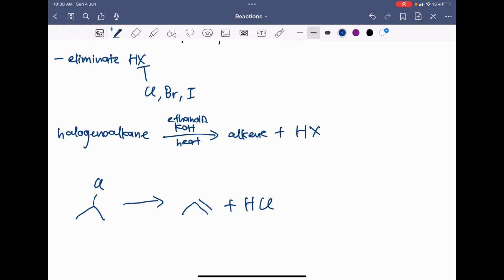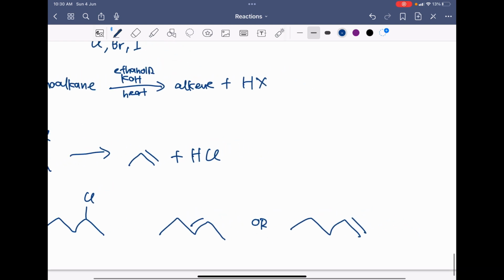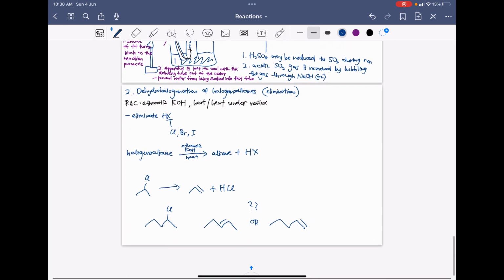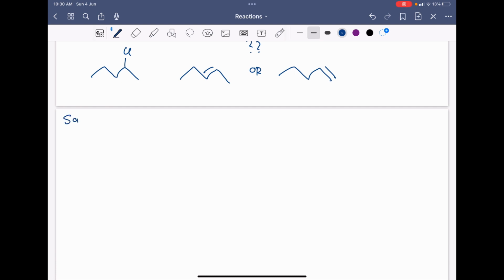And so you may be wondering, how do you derive what alkene product is formed? Let's say we have, okay, how do you know whether this or this is formed? Well, here's where we bring in a really important concept known as Zaitsev's rule.